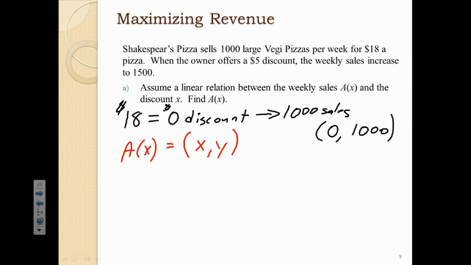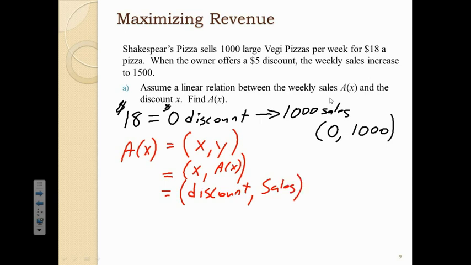Now, if one point in this line has an x and a y value, which one is which? Well, again, our point is x comma y. If that's the case, what is x? If we look at this, it says, find the linear relationship between the weekly sales, A of x, and the discount of x. Another way to write that would have been x and A of x to find this point. And literally here it says x is the discount. So our discount has to be our x, and our A of x is the weekly sales.